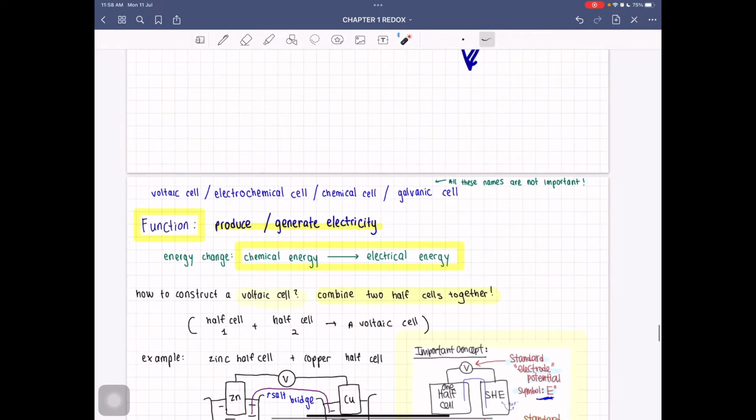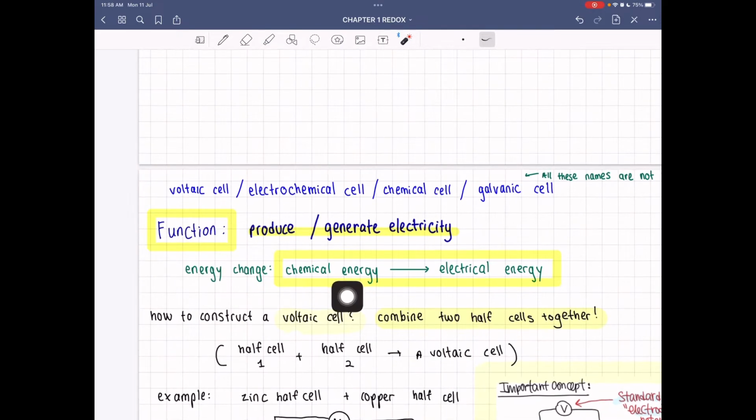Now voltaic cell, other words for it are electrochemical cell, chemical cell, or galvanic cell. But all these names are not that important, just remember voltaic cell. So what is the function? The function of a voltaic cell is to produce electricity. The energy change would be from a chemical energy to an electrical energy.